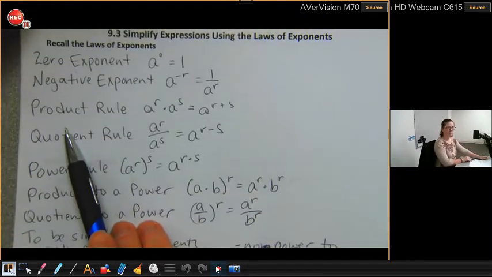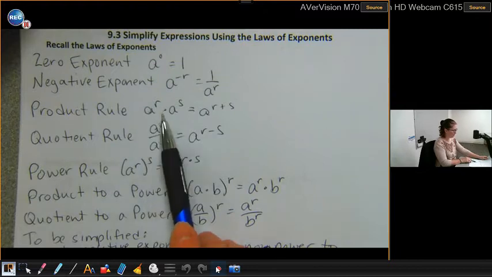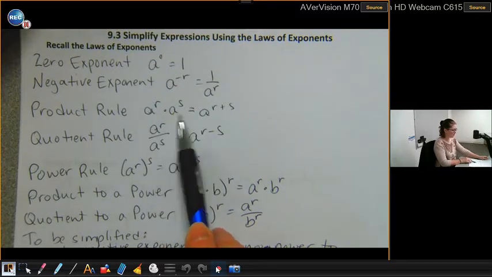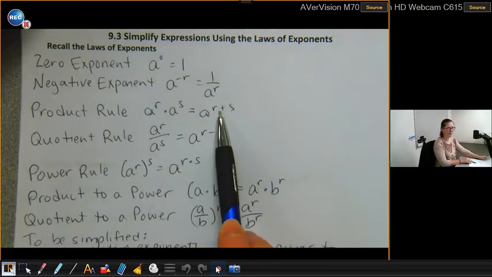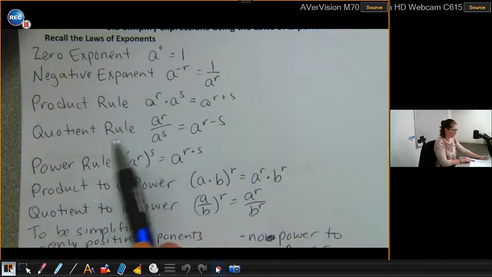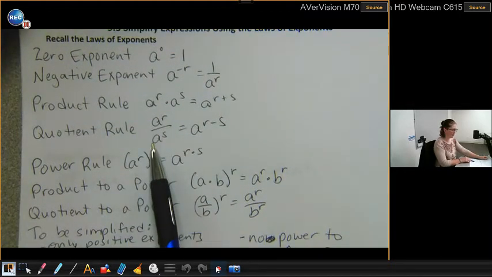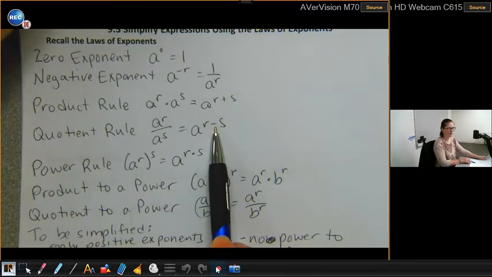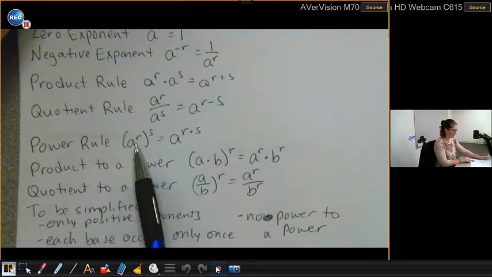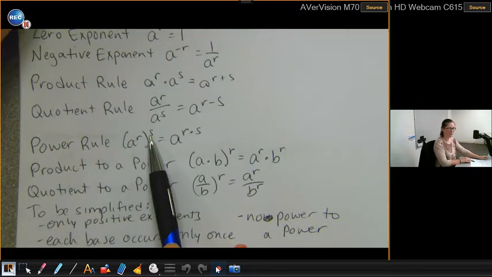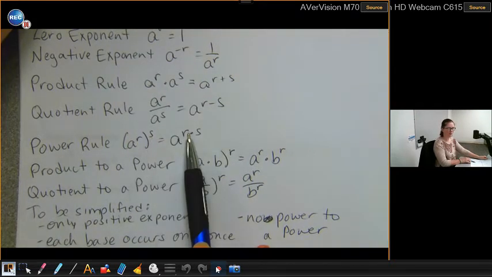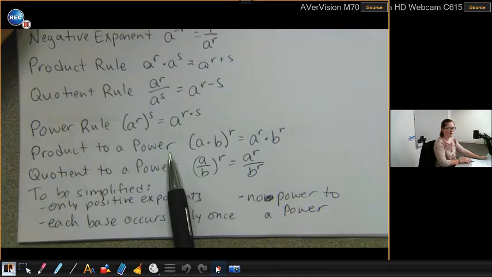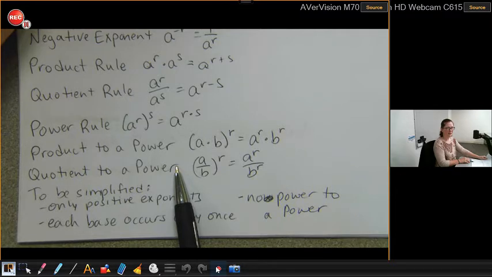The product rule: when you are multiplying with the same base, you keep that base and add the exponents. Quotient rule: when you are dividing with the same base, you keep the base and subtract the exponents. Power rule: taking an exponent raised to another exponent, you're going to multiply. Product and quotient to a power are basically distributing your exponent.